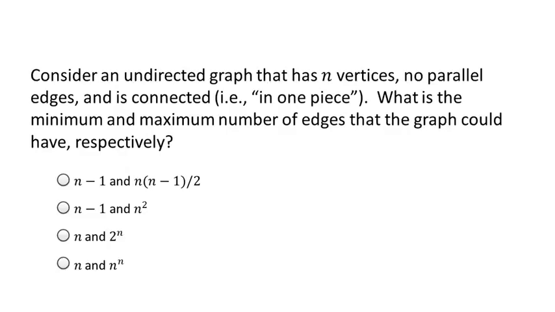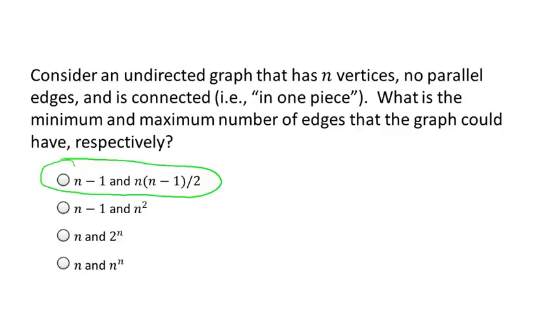All right, so the correct option is the first one. The fewest number of edges that a connected undirected graph can have is n-1, and the maximum number of edges that an undirected graph with no parallel edges can have is n times n-1 over 2, better known as n choose 2. So why does it need at least n-1 edges if it's going to be in one piece?